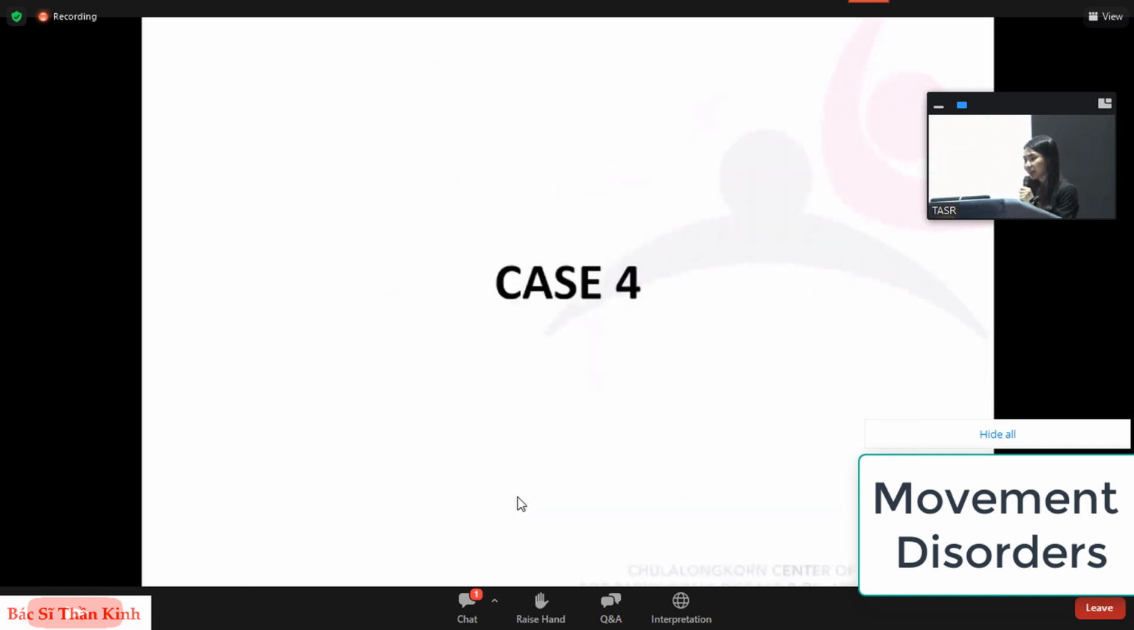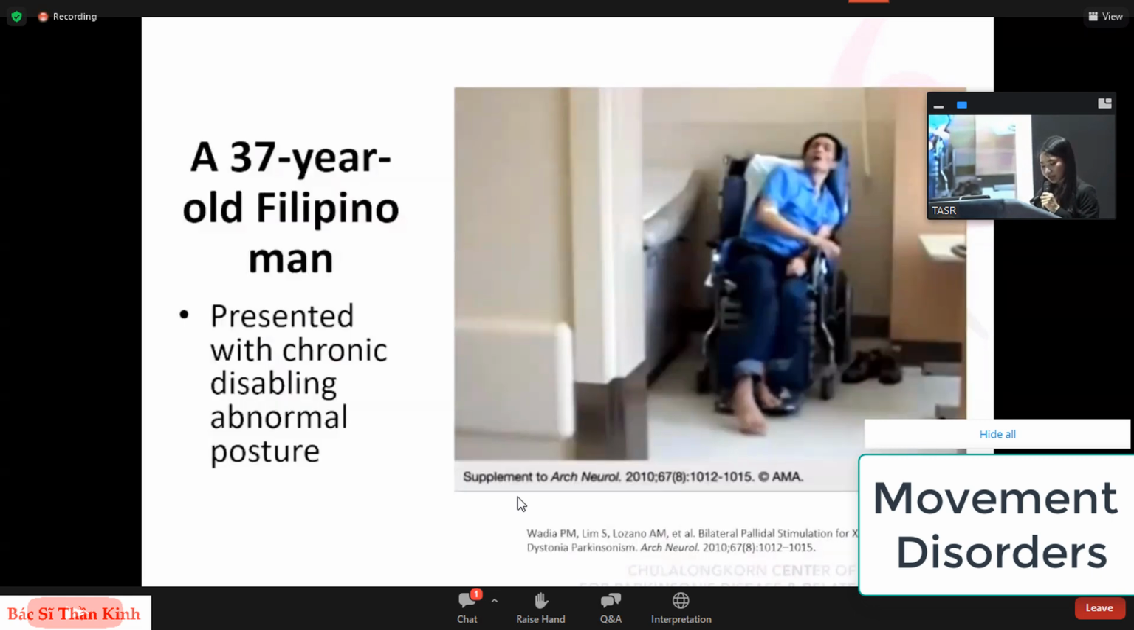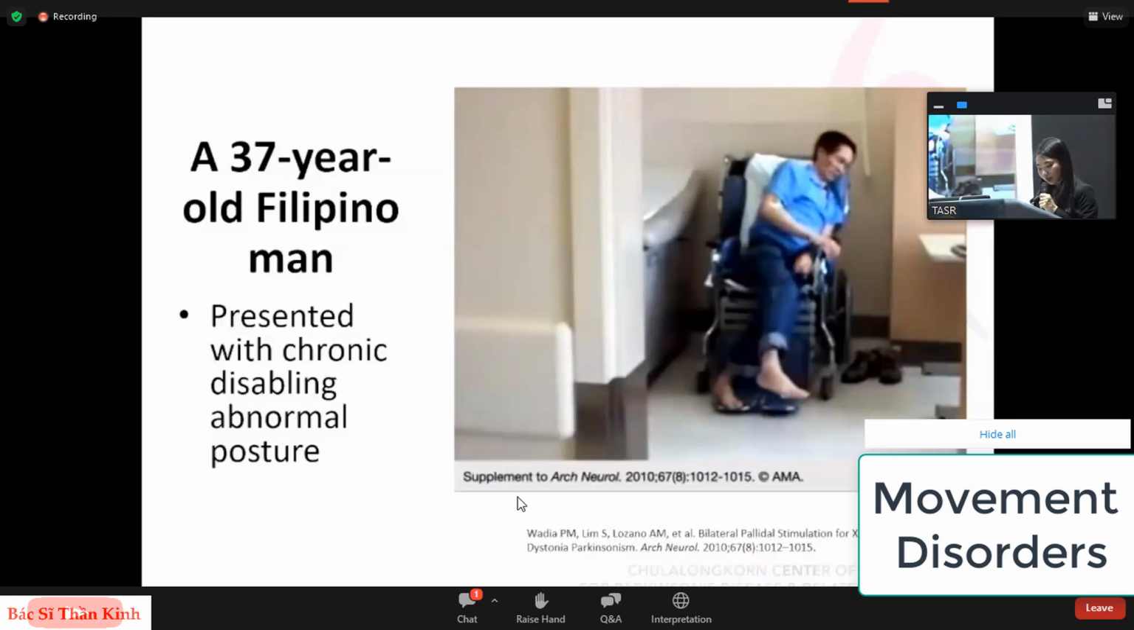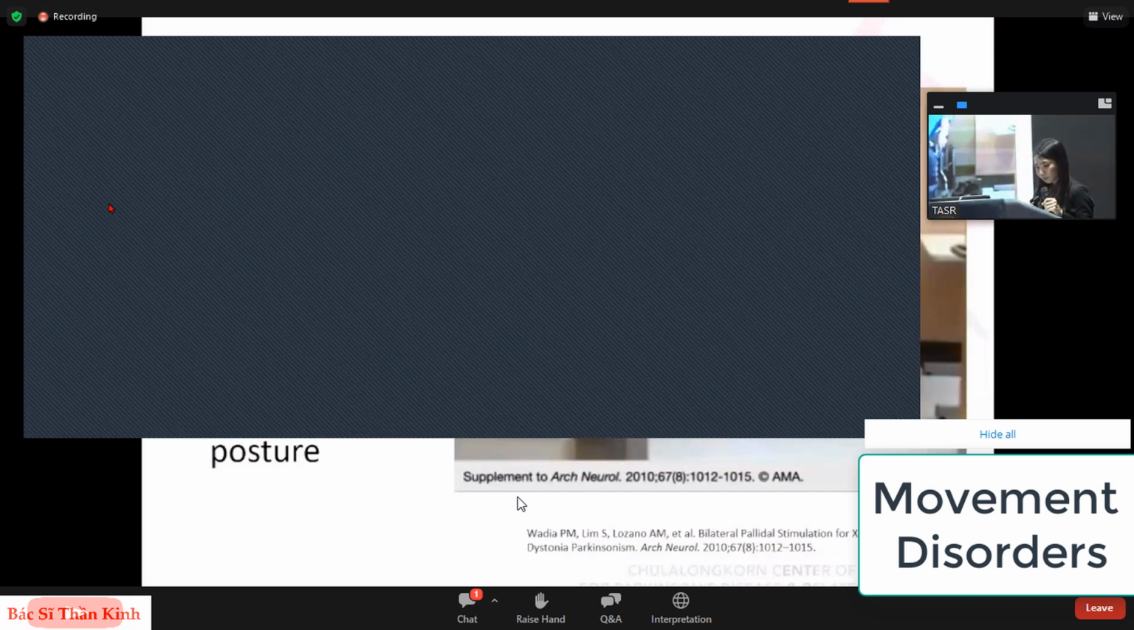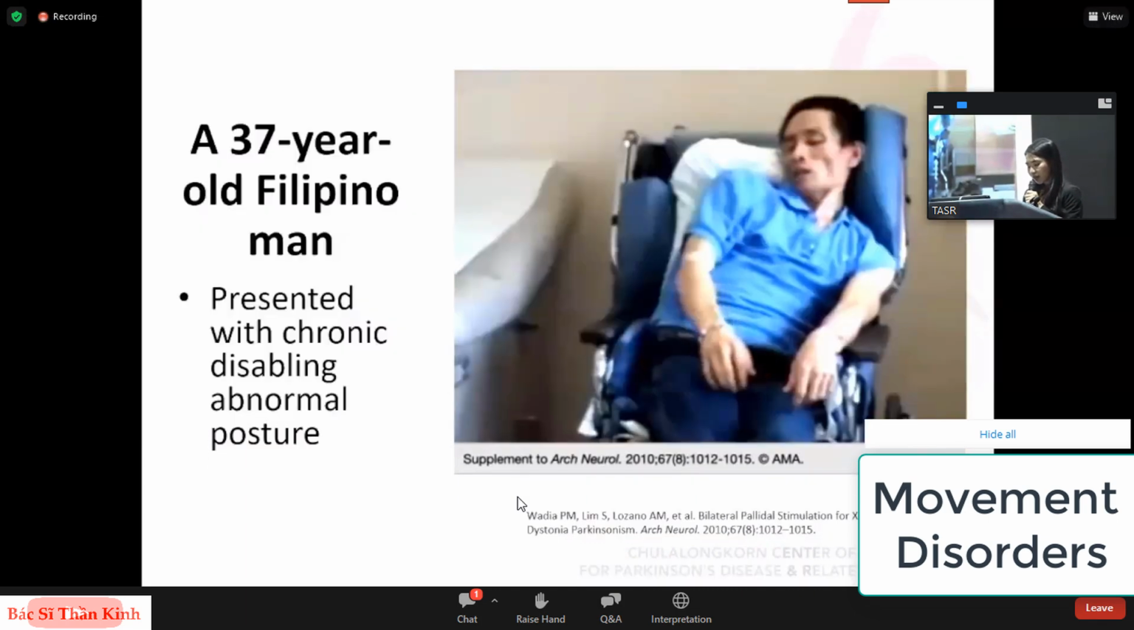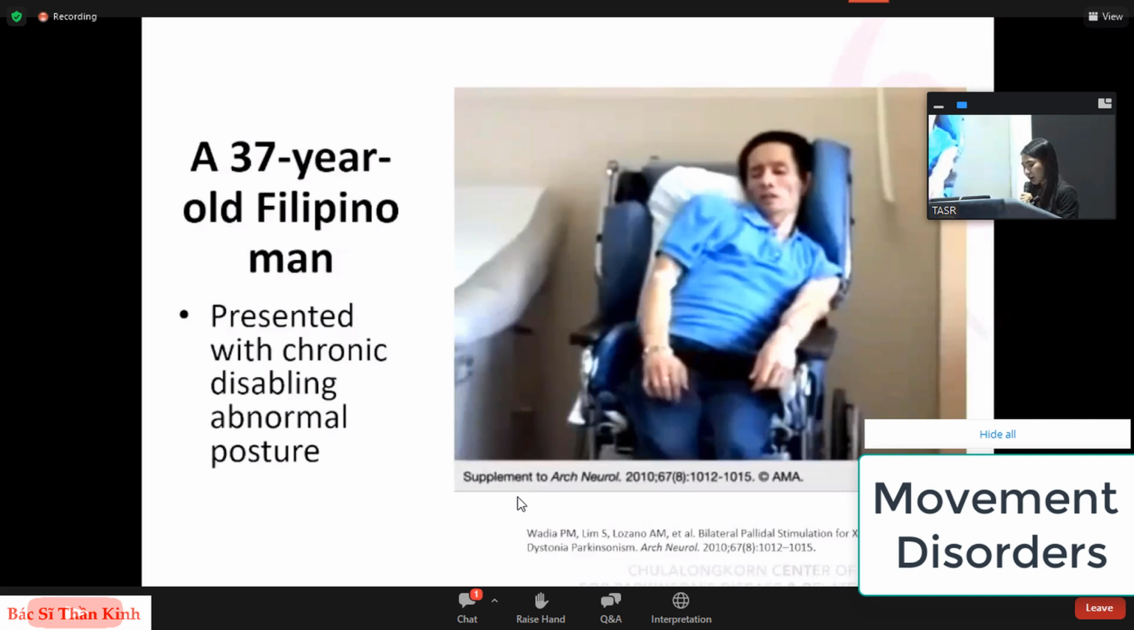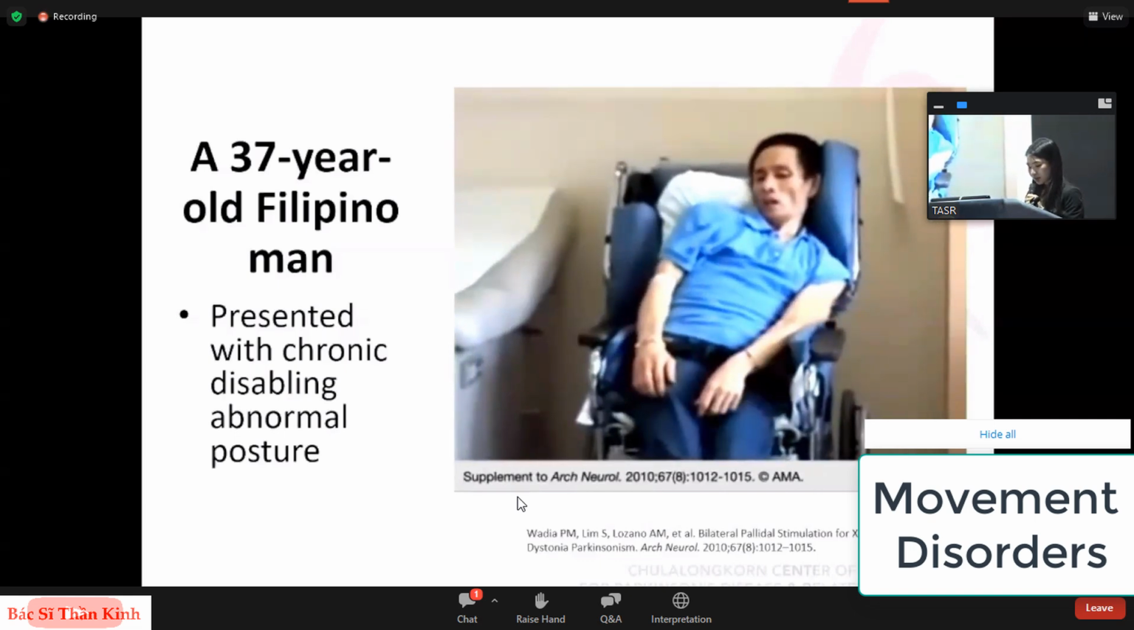Okay, so moving to the next case, my last case. This is a 37-year-old Filipino man presented with chronic disturbing abnormal postures. He was born on the Philippine island of Panay.